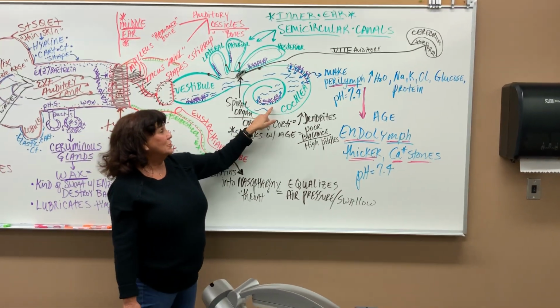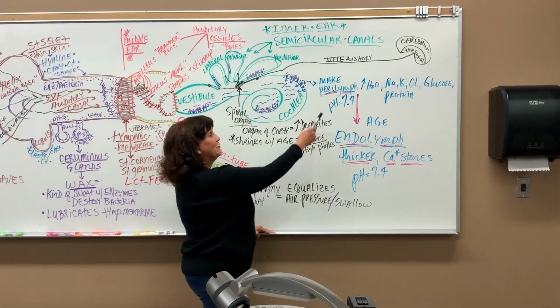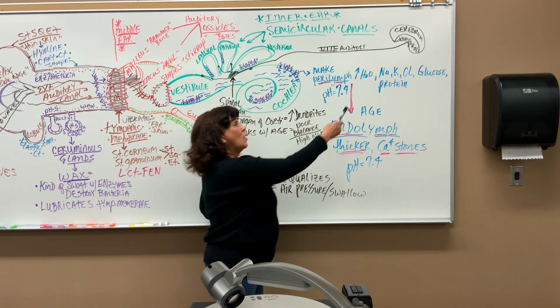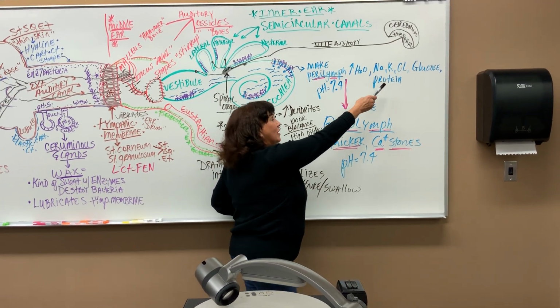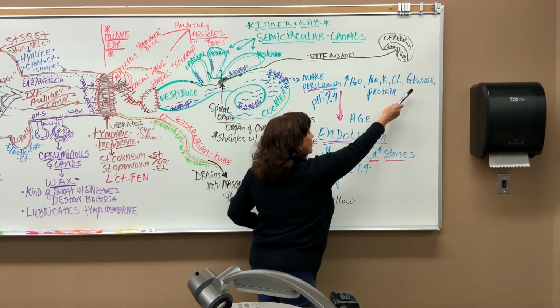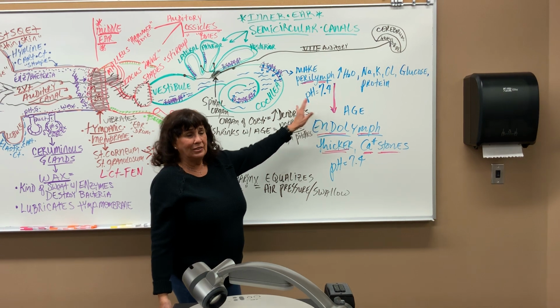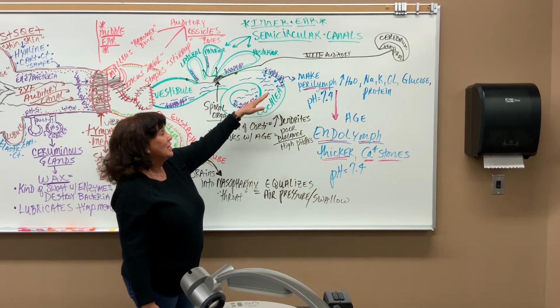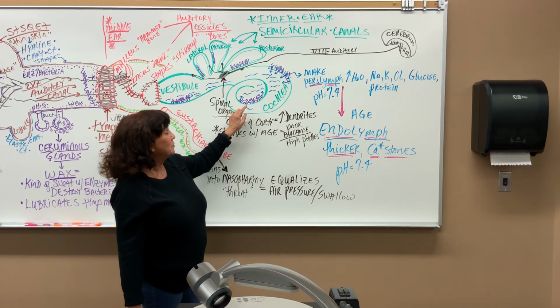And what do they do? Well, they're going to make a fluid. And so the fluid is called perilymph, and it's high in water and salts, sodium electrolytes essentially. Sodium, potassium, chloride, glucose, and protein. And it's got a neutral pH of about 7 to 7.4. And so what does it do? It's going to help with your balance, okay? And I'll show you that in a minute.